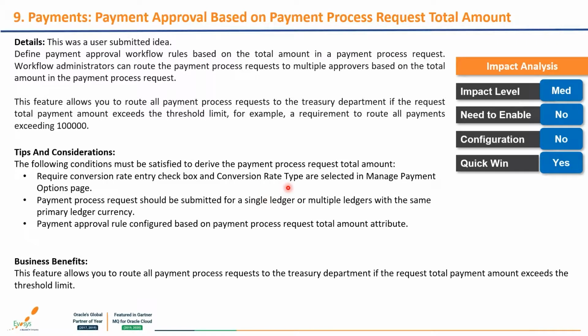Second point to consider is that if you're using it for a single ledger, there is no problem, but if you're using it for multiple ledgers, then they should have the same primary ledger currency, right? So that is another point. And the third point to consider here is that the approval rule will work on the basis of the total amount of the payment process request as a whole, right? So these are the points which we need to consider.